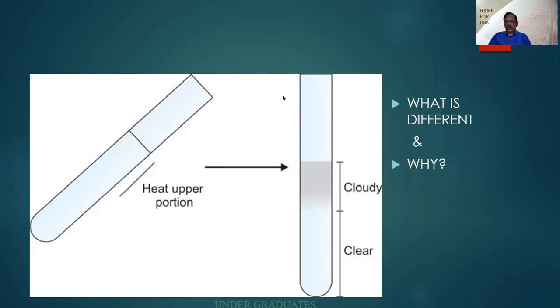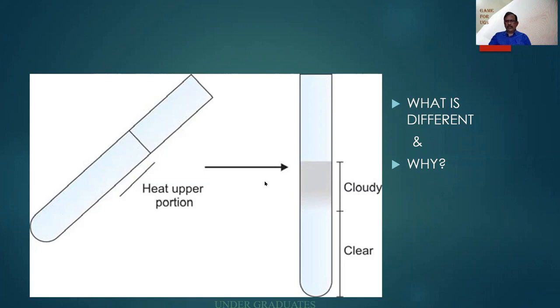Dear students, what are we seeing on the screen? This is a test that we are routinely doing. This is a test tube, and 2/3 of it is being filled with urine, and the upper part is being heated. On being heated, I find that there is a precipitate that is getting formed in the upper portion. Why is the test being done like this?